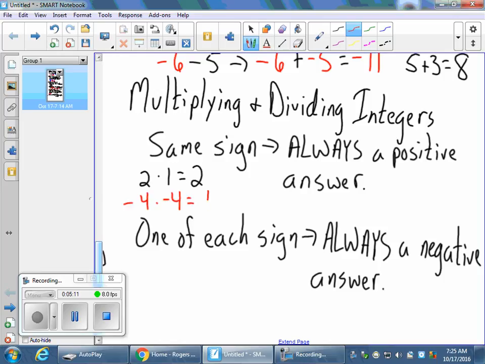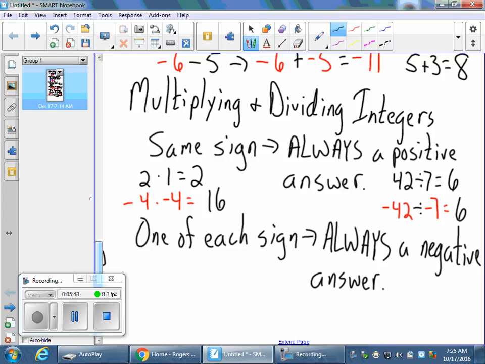Just take negative 4 times negative 4, that's 16. Because it's a negative times a negative, you end up with a positive. Same thing's true with dividing. You take 42 divided by 7, we get 6. If I take negative 42 divided by negative 7, we still get 6. Two negatives, always a positive.